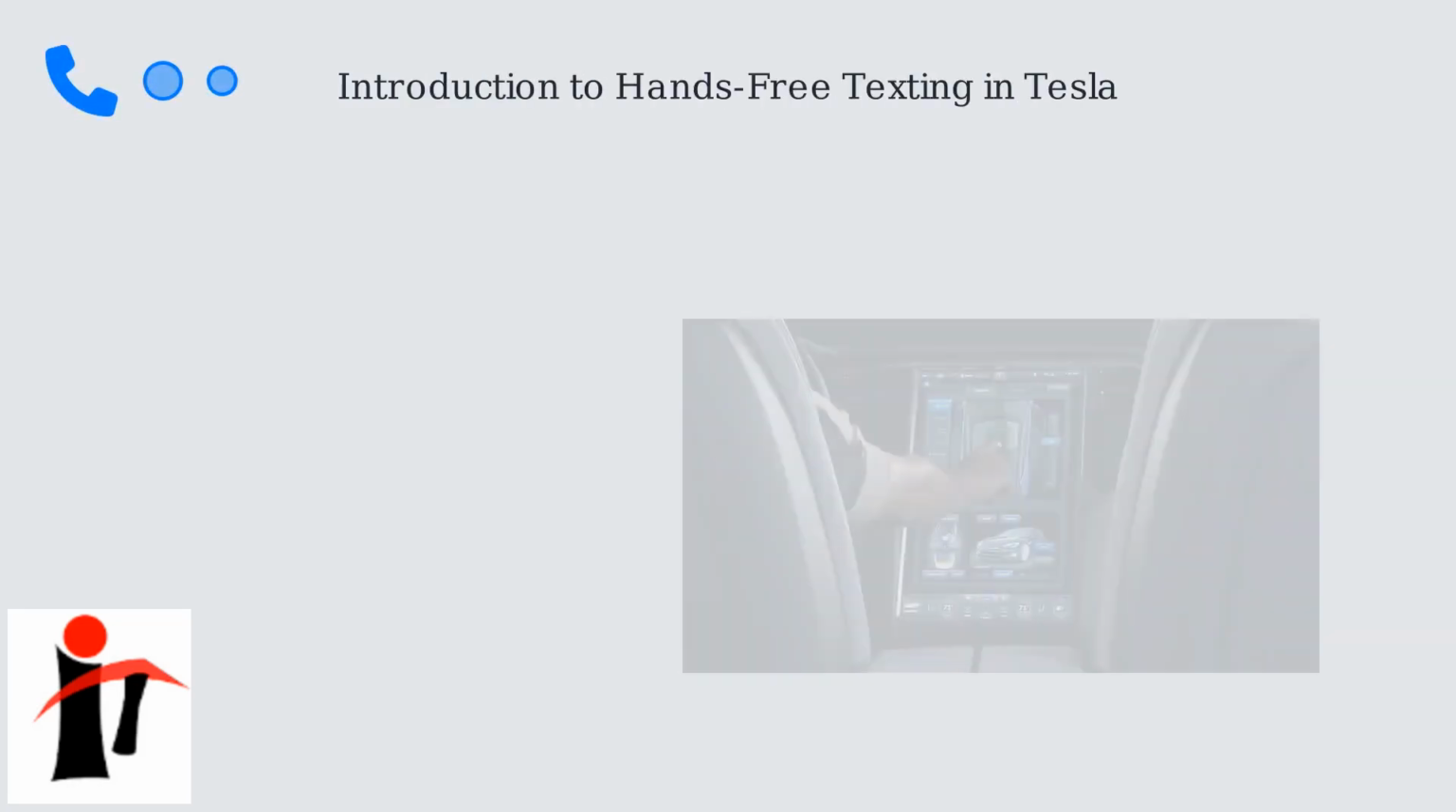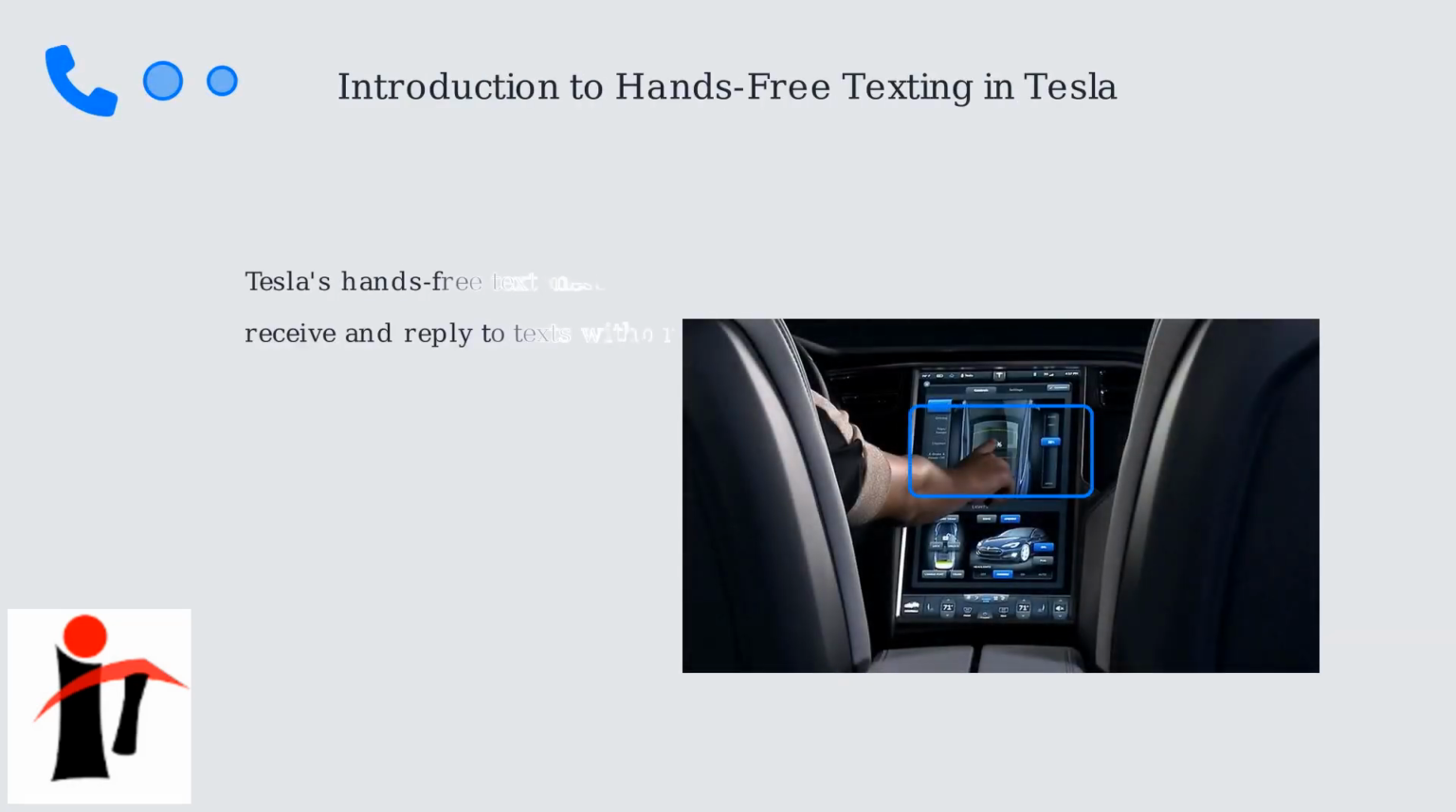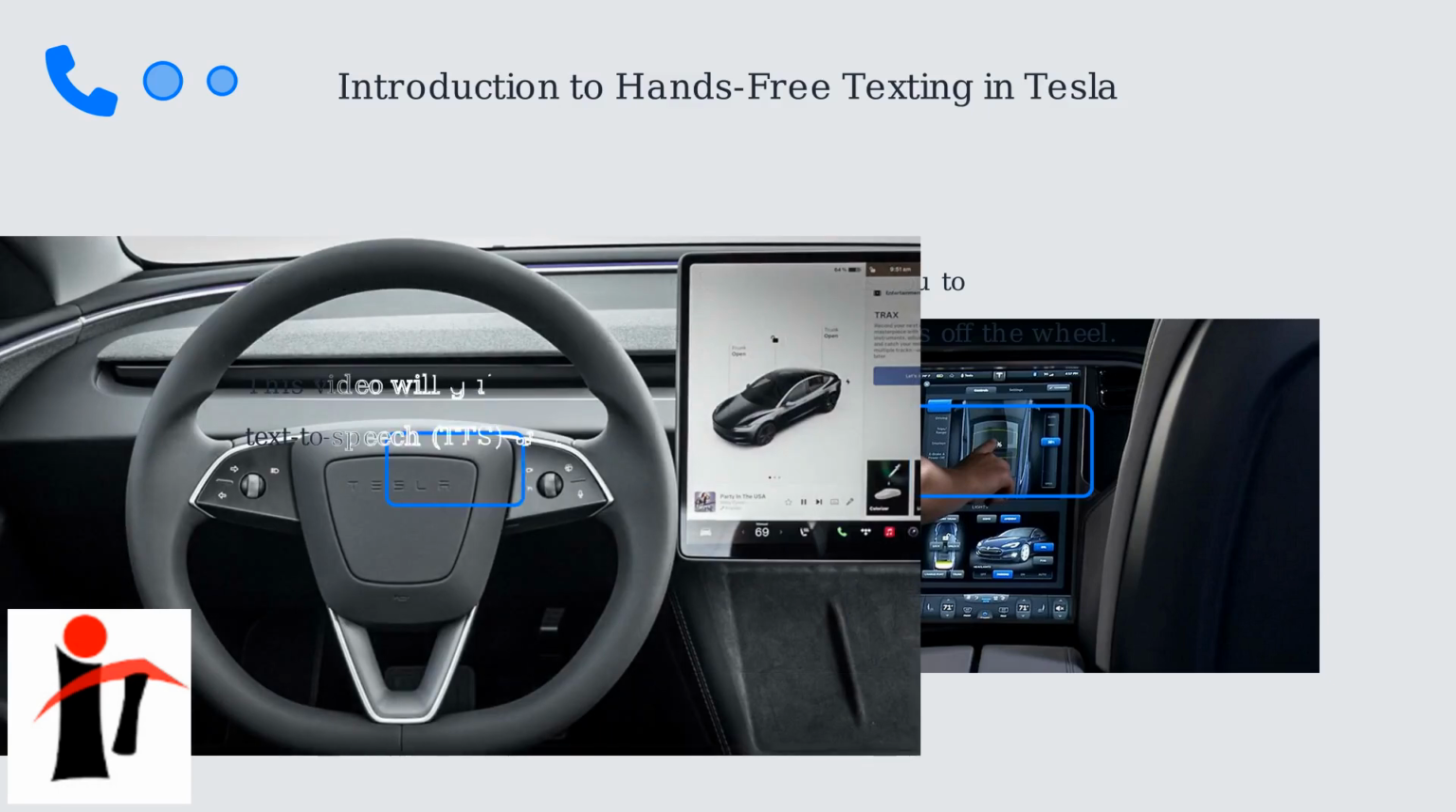Tesla's hands-free text messaging feature allows you to receive and reply to texts without taking your hands off the wheel. This video will guide you through setting up and using the text-to-speech, TTS, and speech-to-text, STT functionalities in your Tesla. Available in all Tesla models, Model S, 3, X, Y, and Cybertruck, this feature enhances safety by minimizing distractions.